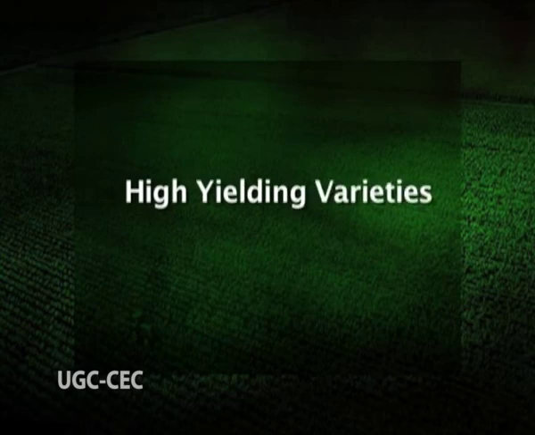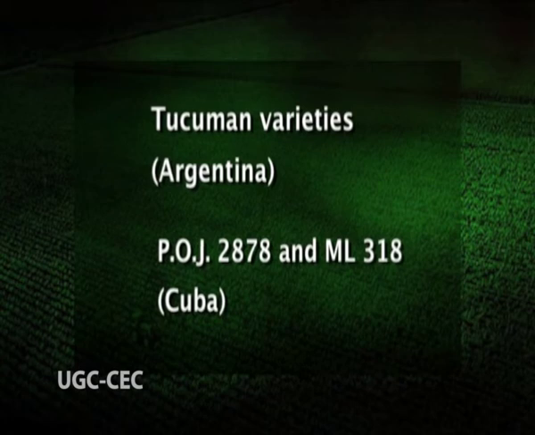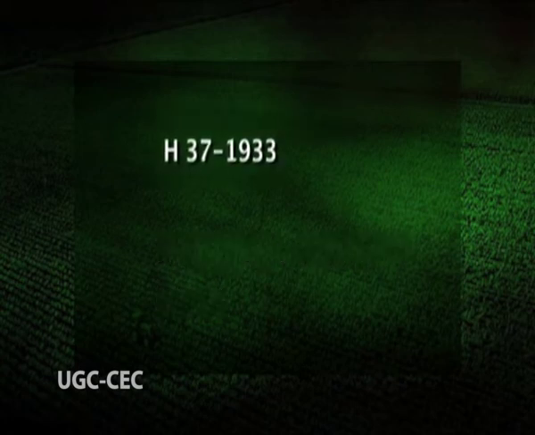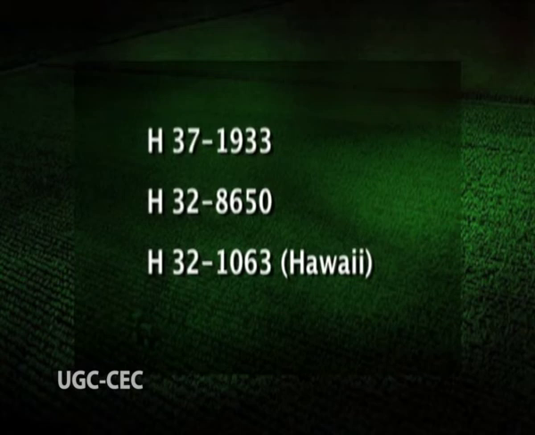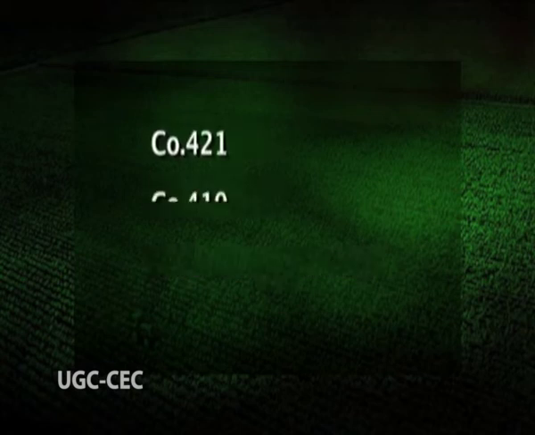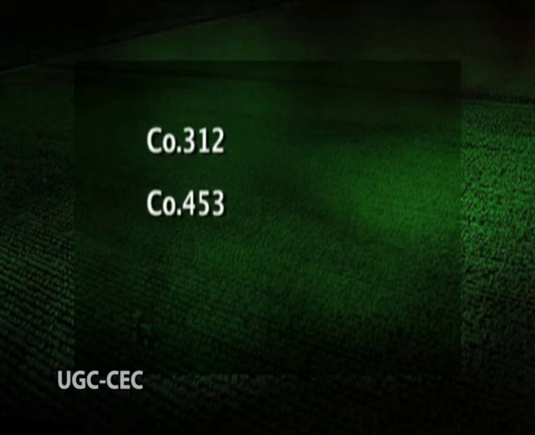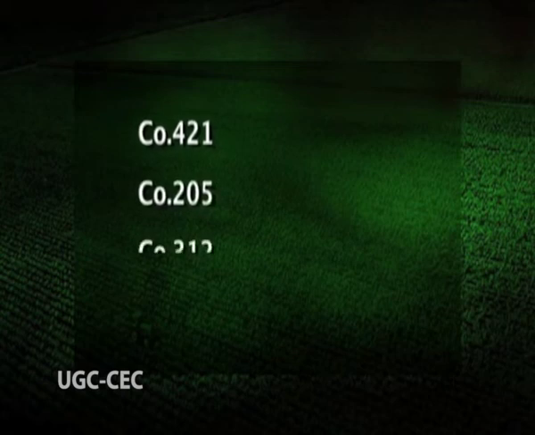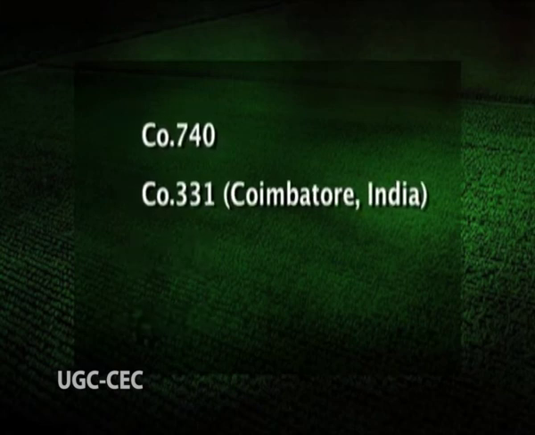High yielding varieties. Some of the presently grown varieties that have contributed most to the production of sugarcane in different parts of the world are Tucumán varieties in Argentina, POJ 2878 and ML 318 in Cuba, H37 1933, H32 8654, H32 1063 in Hawaii, CO 421, CO 419, CO 205, CO 312, CO 453, CO 740 and CO 331 in Coimbatore, India.